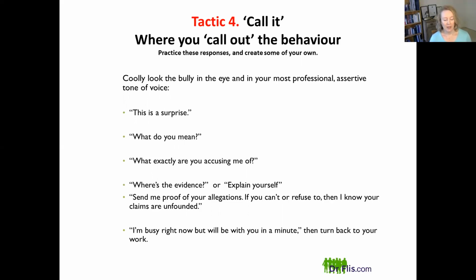Or you could simply say, "I'm busy right now, and I'll be with you in a minute." Then go back to work. So that's a good one if they're trying to interrupt you.